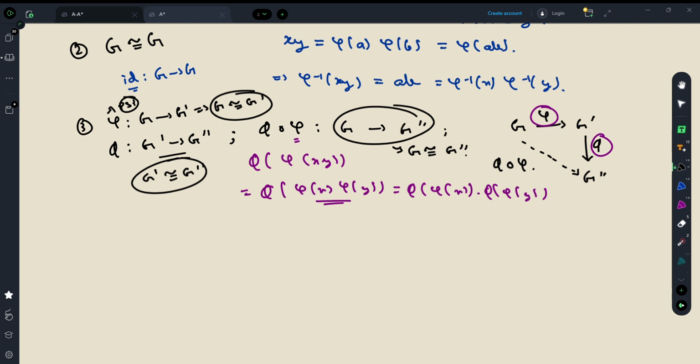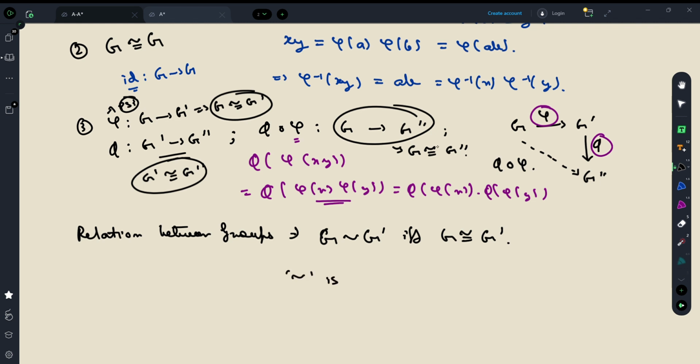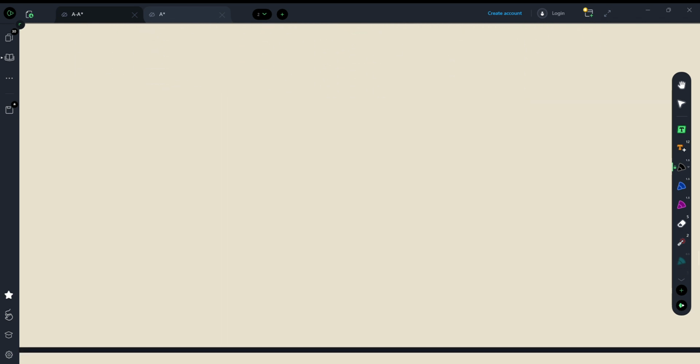But what is the collective sense of these three observations? I guess you should have already understood what I'm trying to establish: if I define a relation between groups such that a group G is related to G dash if and only if G is isomorphic to G dash, then we establish a relation between groups in terms of them being isomorphic. The above three observations simply say that this relation is indeed an equivalence relation. The other way of saying this is that the relation of isomorphism is equivalent in nature. So that was a very obvious observation. Let's move on to the properties I want to discuss today.